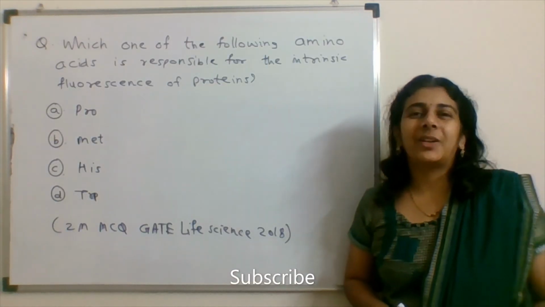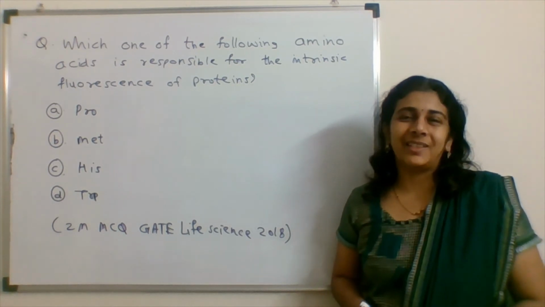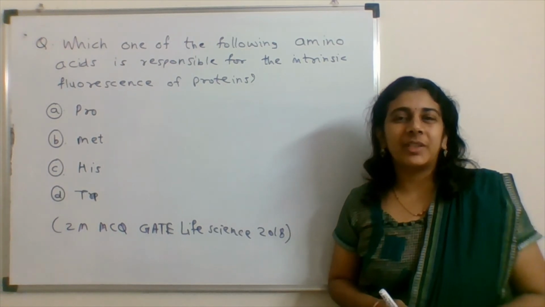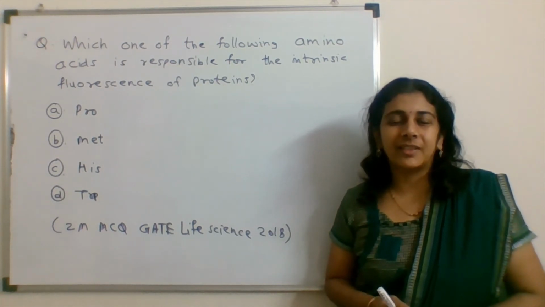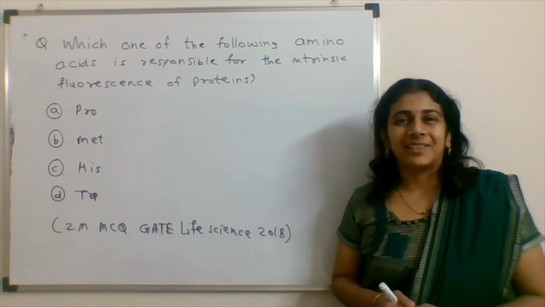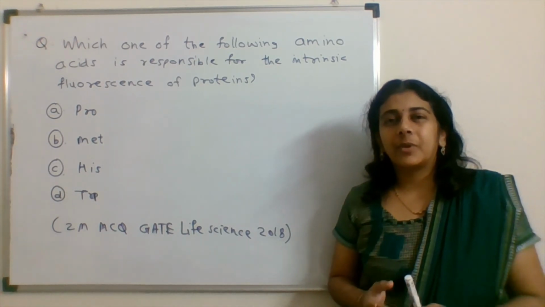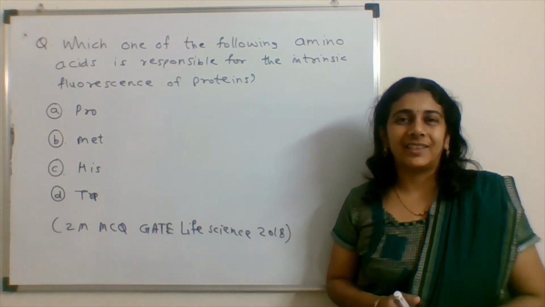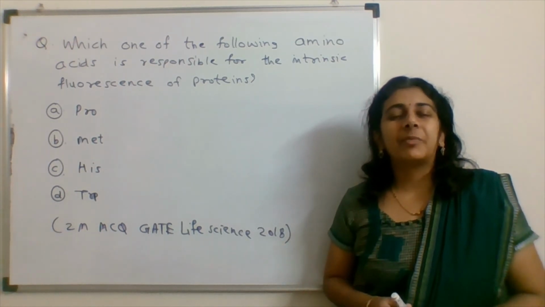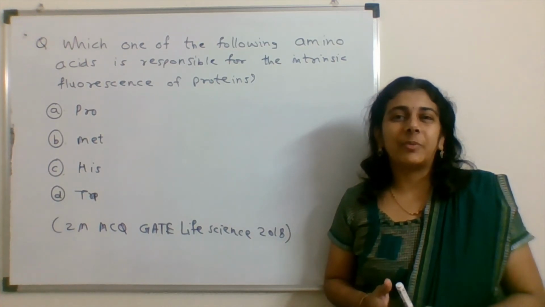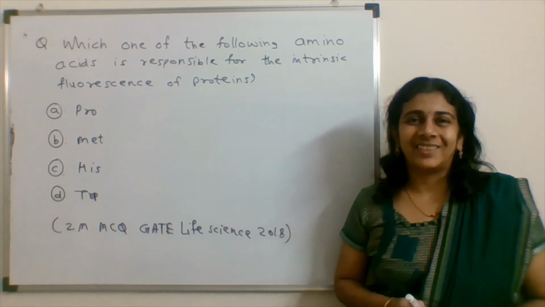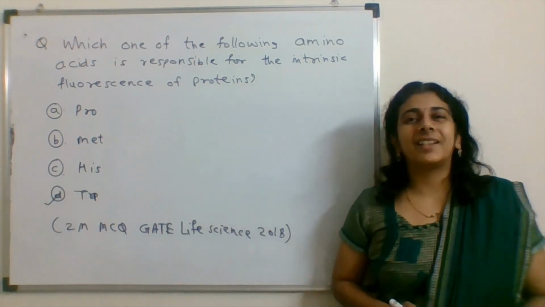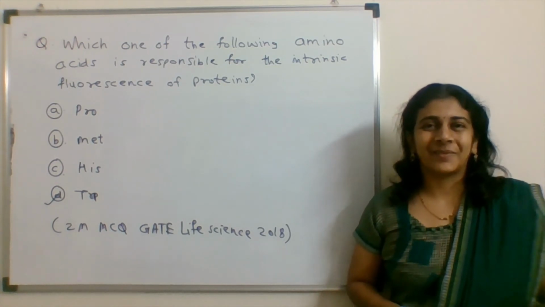So here we have found that tryptophan is the amino acid which has an aromatic ring in its side chain, and that is responsible for the intrinsic fluorescence of a protein. If the concentration of tryptophan, tyrosine and phenylalanine is higher in a protein, then that protein shows absorbance in UV light. So the answer is option D. Tryptophan is the correct answer for this question.